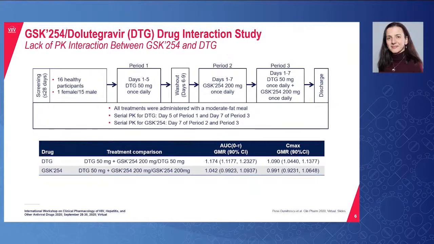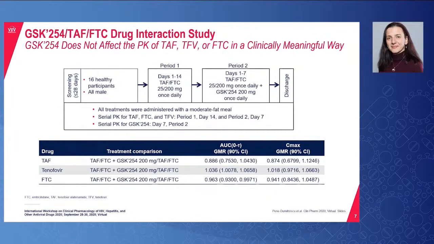The key study results shown in the table at the bottom of the slide show that there is no interaction between GSK254 and DTG, as illustrated by the AUC and Cmax geometric mean ratio close to 1 and 90% confidence interval within 0.8 and 1.25 for DTG and GSK254 when given in combination versus the reference. The third study was the GSK254 TAF-FTC drug interaction study.